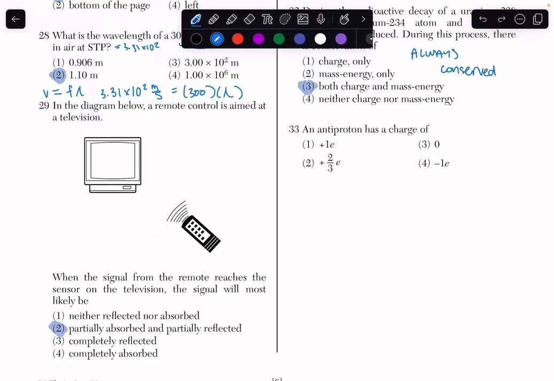33. An antiproton has a charge of... Anti just means it's the opposite of that thing. A proton has a charge of +1, so if it's anti, it's going to be negative 1e. Also, just think of it like this: the opposite of a proton is an electron. What's the charge of an electron? That's negative 1e. Easy.